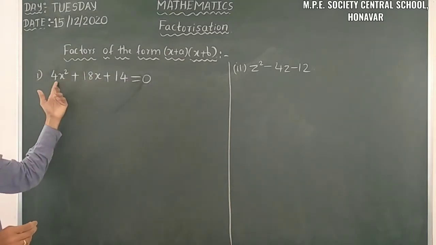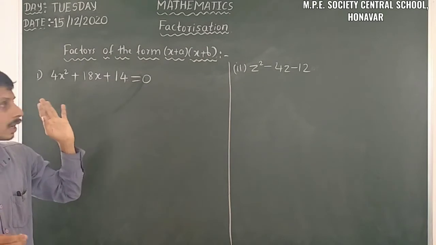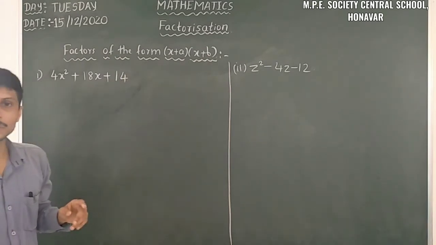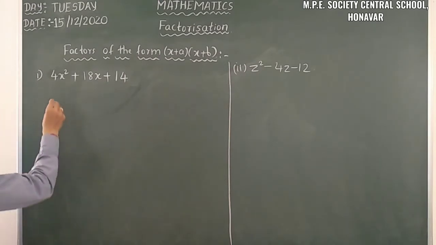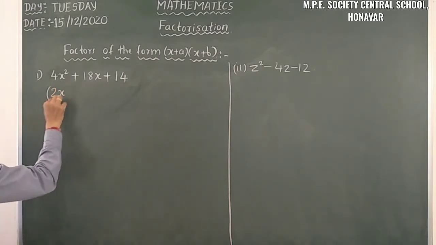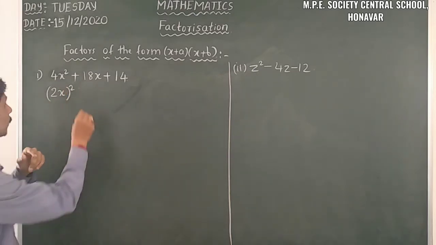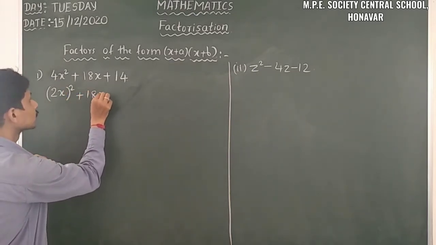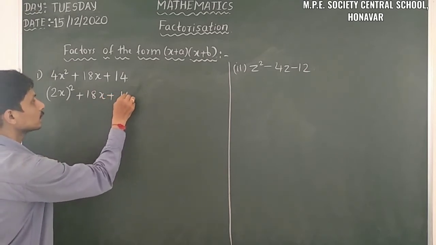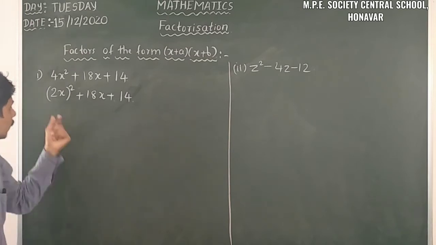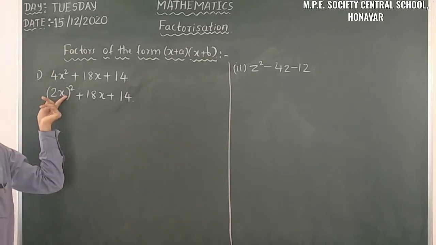So here just observe, 4x square plus 18x plus 14 we have. It's not equal to 0. So we will take this one. Firstly I will write 2x whole square. So the complete square we have to write first, and then plus 18x plus 14.